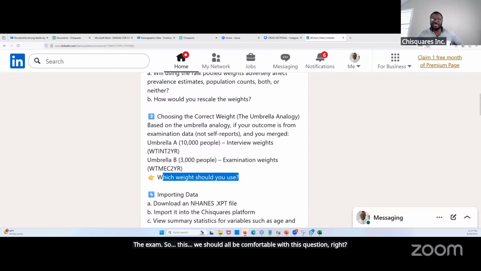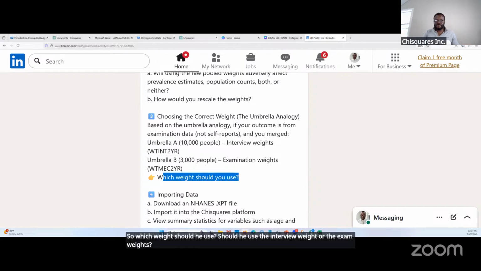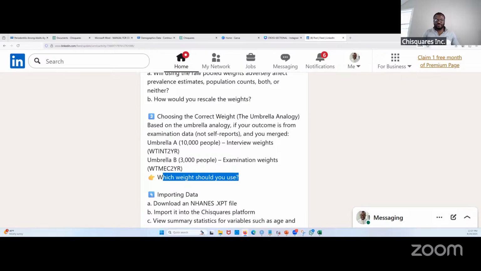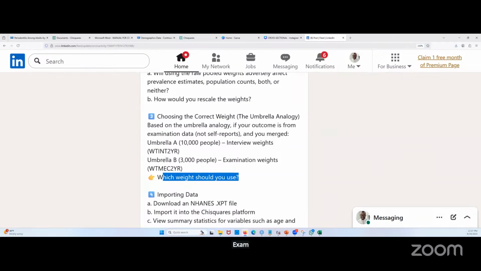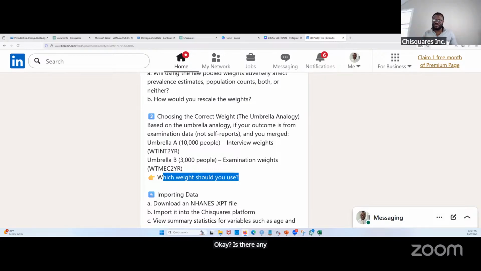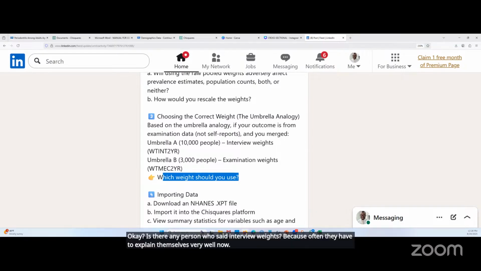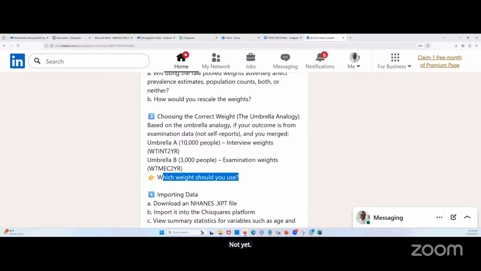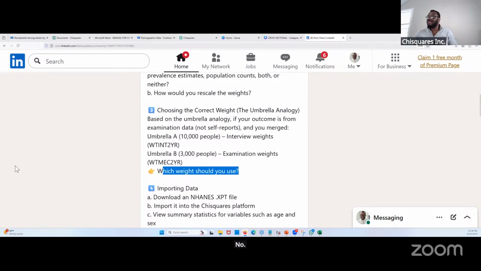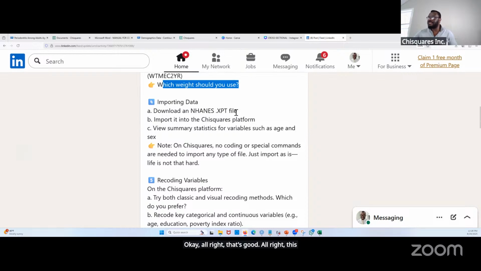So we should all be comfortable with this question, right? So which weight, but I'm not going to assume, I want an answer. So which weight should you use? Should you use the interview weight or the exam weight? Exam weight, B. Okay, is there any person who said interview weight? Because they have to explain themselves very well now. No. Okay, all right, that's good. All right, this is easy.